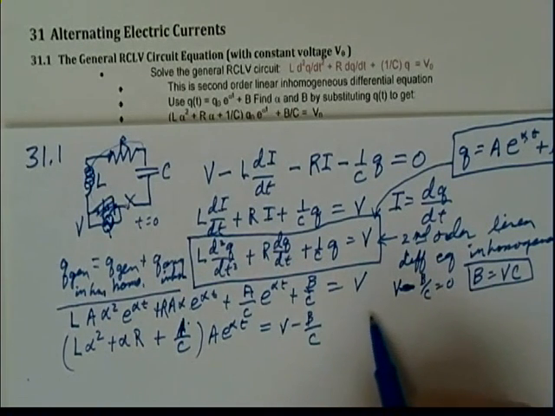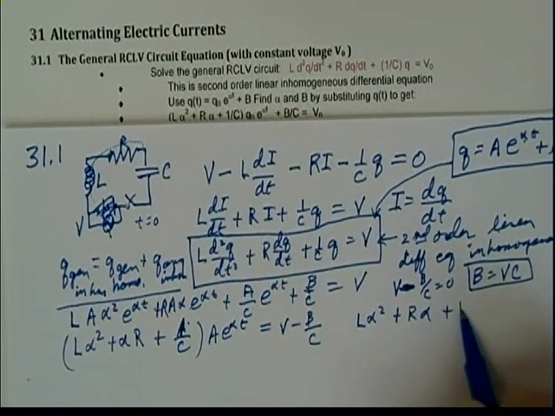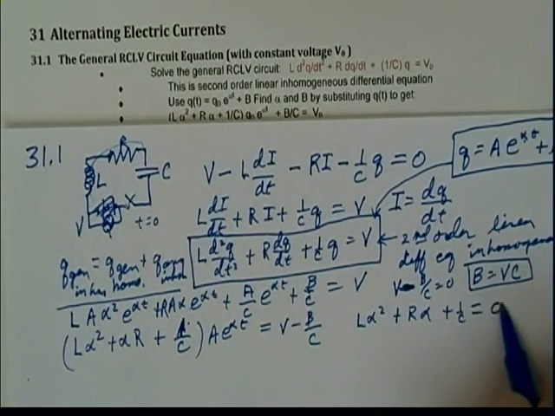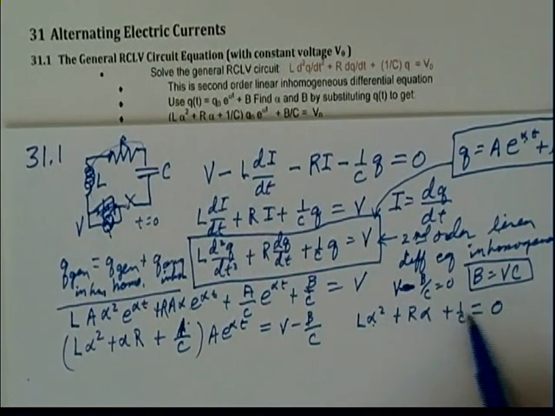So now we have to require that L alpha squared plus R times alpha plus 1 over C is equal to 0. And that's a restriction on alpha. Well, that's a quadratic equation. Everybody knows how to solve that.